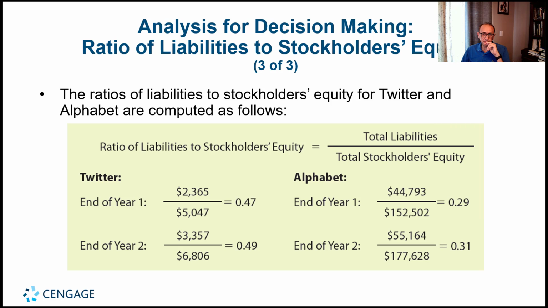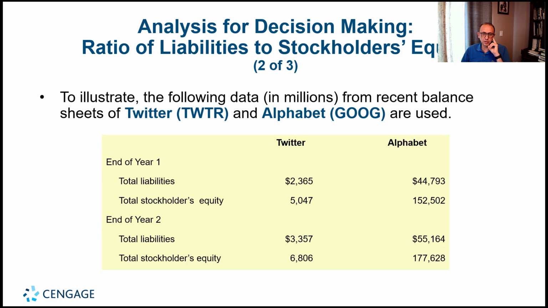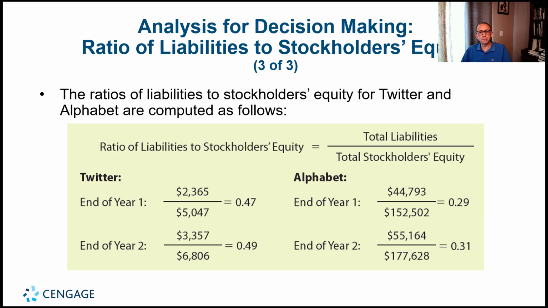Alphabet has a better ratio, so you can see that the total liabilities are much lower compared to the total stockholders' equity, even though, if we look at the absolute values, Alphabet has much larger liabilities compared to Twitter. But if we compare to the amount of equity, you can see here that for year one, it's only 29%, or 0.29. So for every dollar of equity, 29 cents are borrowed by the company.